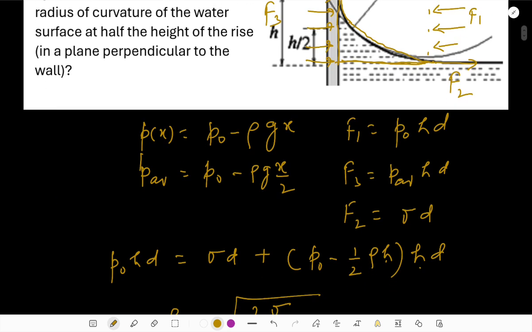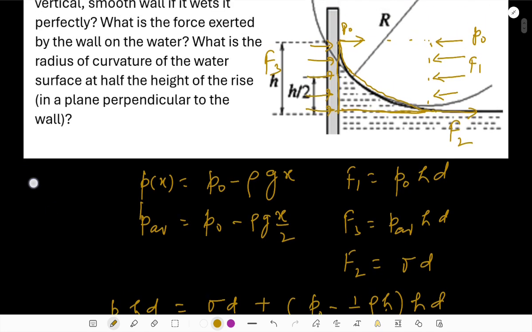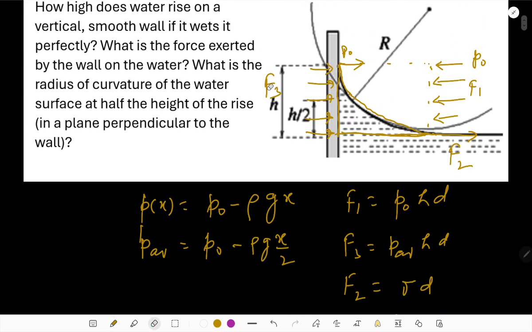and if you can see here in the picture itself, you can see there are two principal curvatures of the water surface. One is 0 and another one is 1 by Rx. Rx is simply the radius of curvature of a smooth circle in a plane perpendicular to the wall.